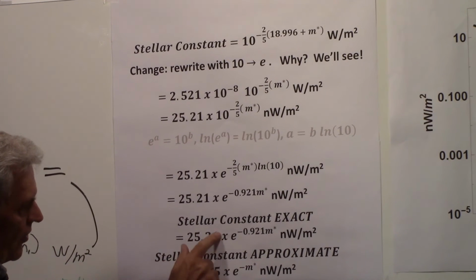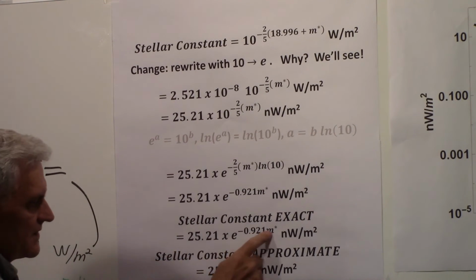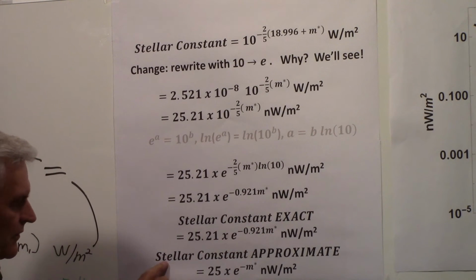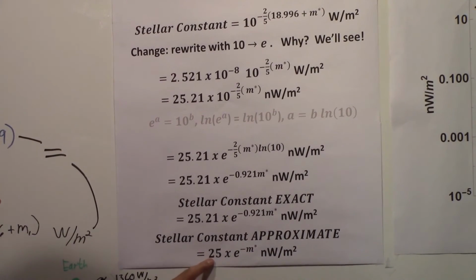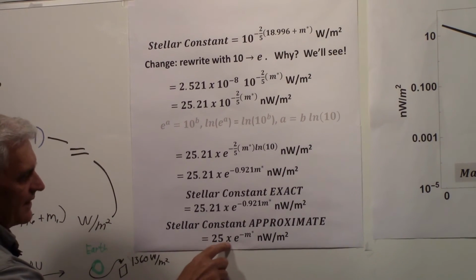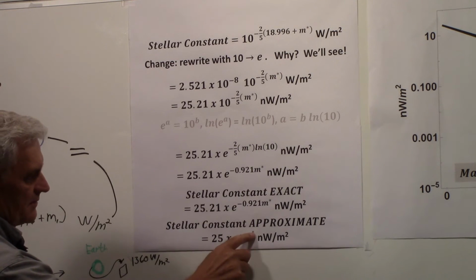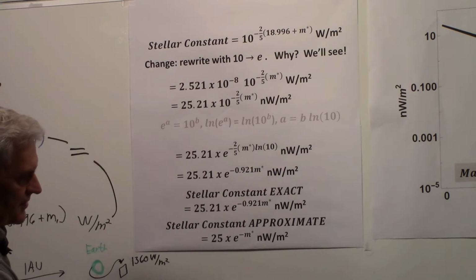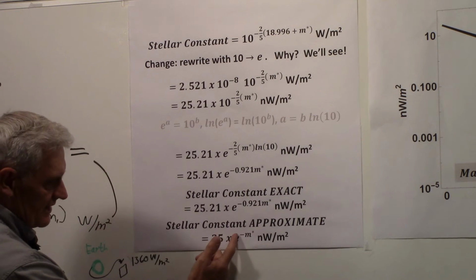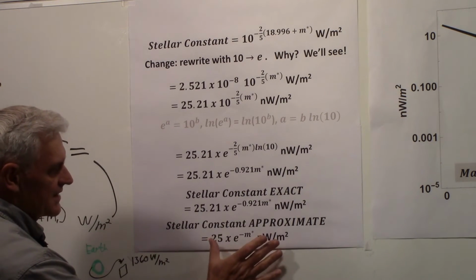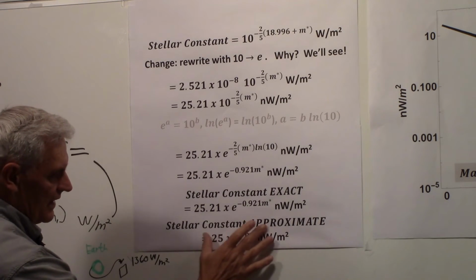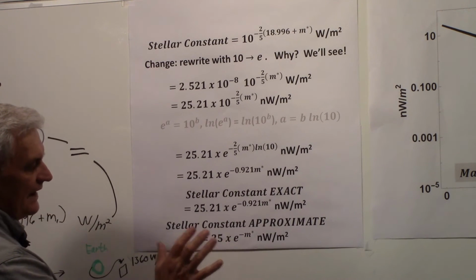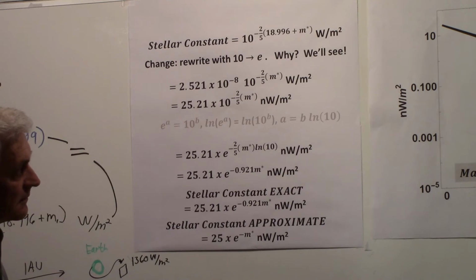But you can see this is almost 25 here, and this is almost 1 here. So we can come up with a stellar constant approximate, and that would be 25 times e to the minus m star. I'm not suggesting that there's anything physically significant about the e, but it is kind of interesting that this approximately works out to a very clean expression.